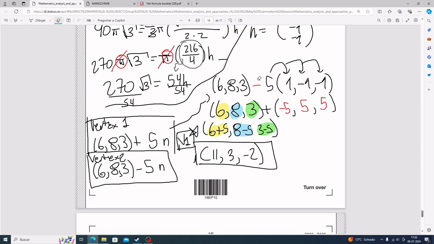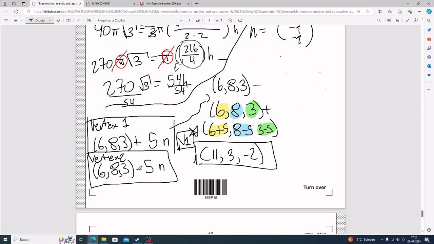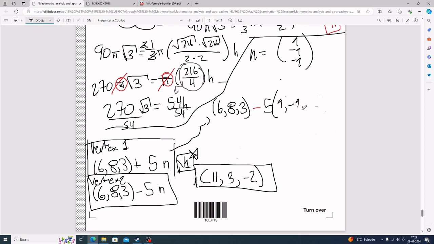Actually, sorry. Let me go again. See? I think it got a little bit more confusing than it had to be. So from here, we are now going to do minus 5n. See? So we do minus 5n. So minus 5 times 1, -1, and -1. See?